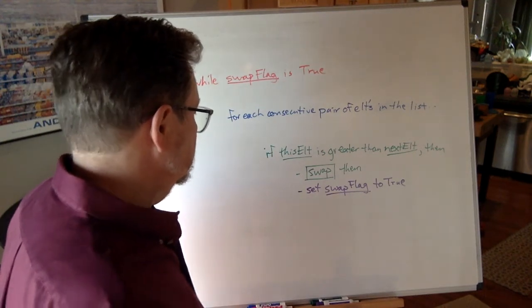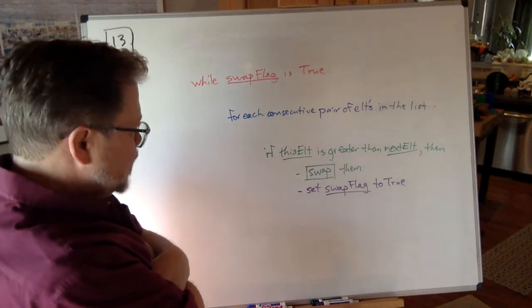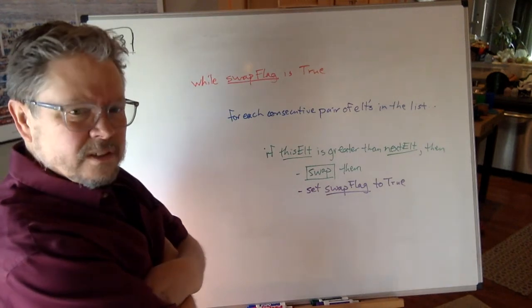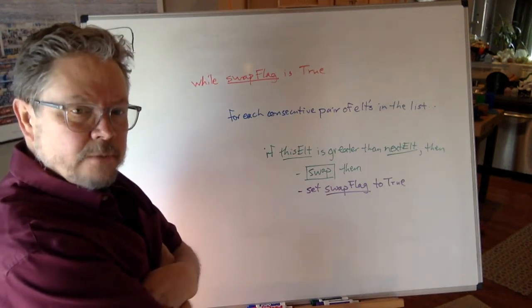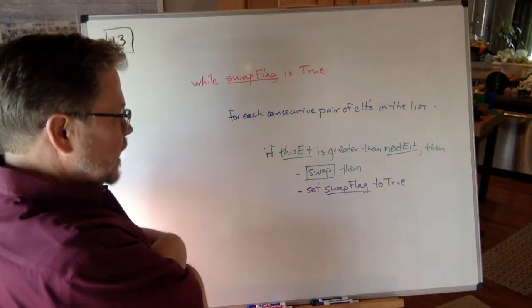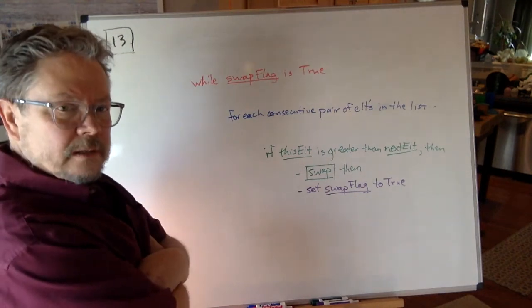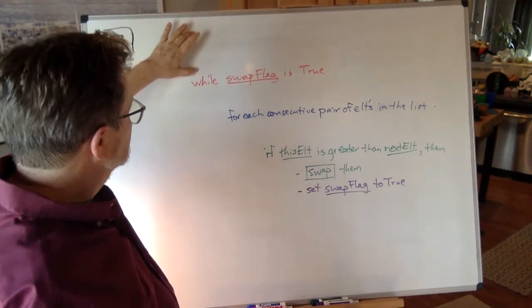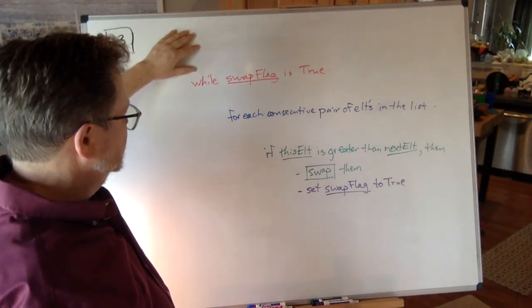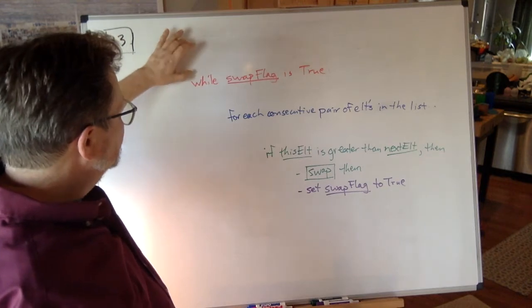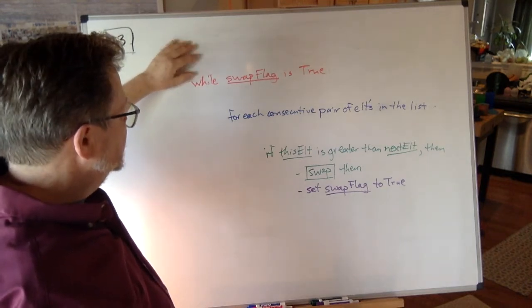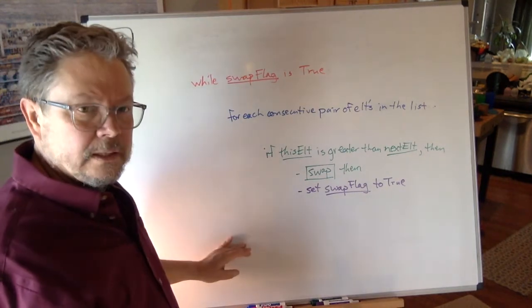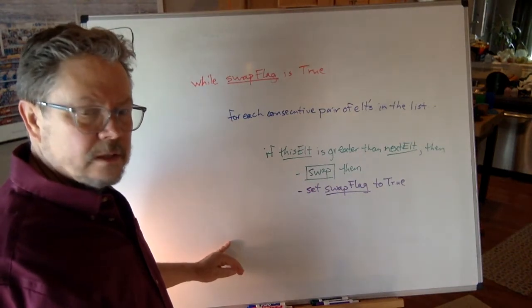Which begs the question, when does swap flag ever get set to false? When do we initialize it to false and say, I haven't had to swap any pairs yet? Certainly that would be true up here, right? Set swap flag to false. But look what happens there. If I set swap flag to false right here, then it skips the while loop completely. And my algorithm doesn't do anything at all.